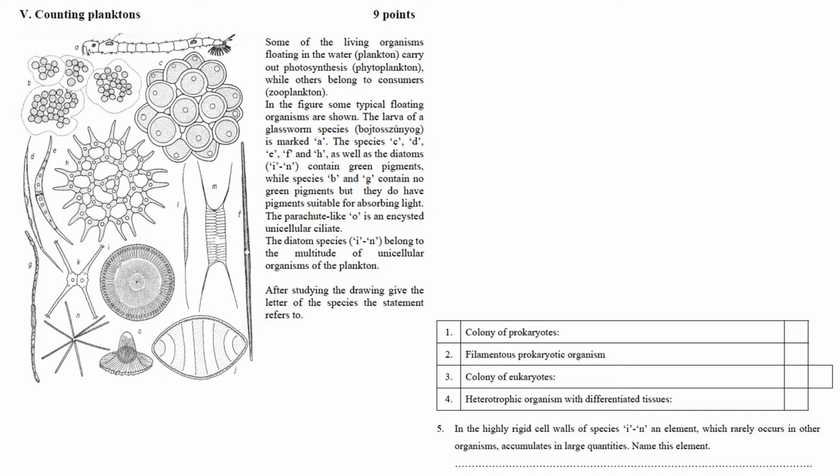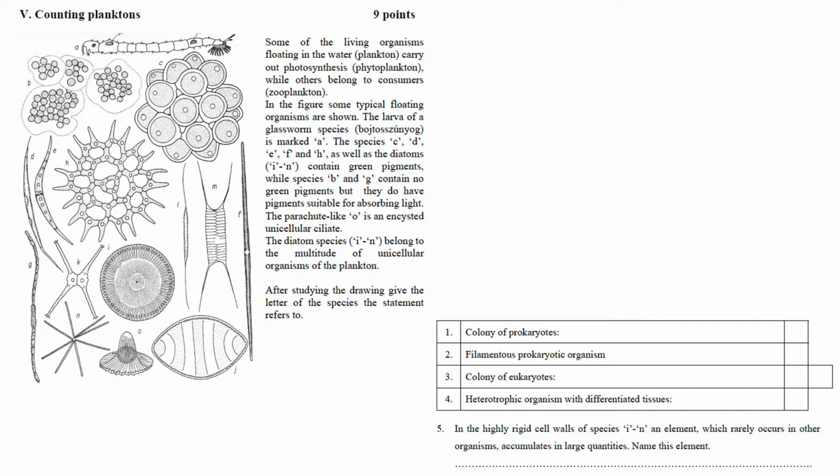Those are called phytoplanktons, while others belong to consumers, zooplanktons. In the figure, some typical floating organisms are shown. The larvae of a glassworm species is marked A. The species C, D, E, and F, and H, as well as the diatoms from I to N, contain green pigments, while species B, G, contain no green pigments, but they do have pigments suitable for absorbing light.